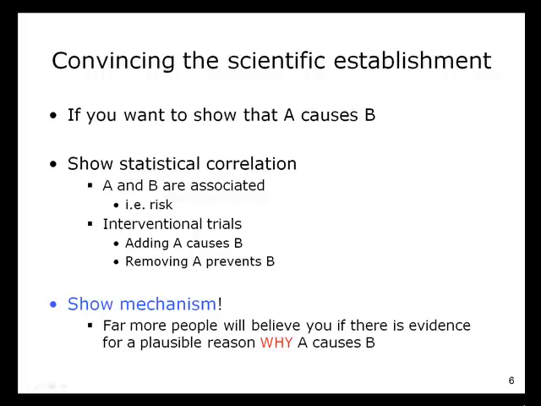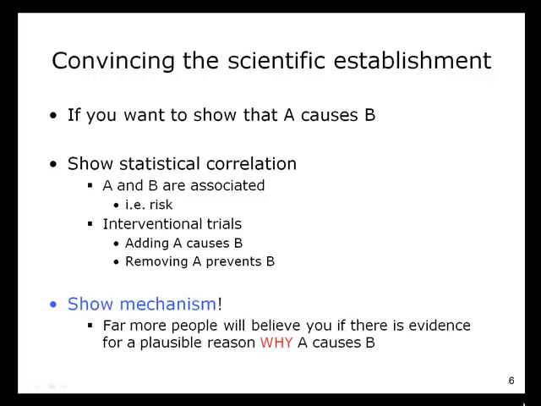But other ways of showing statistical correlation that involve more causal ideas is you can do interventional trials. That is, you can add A and see if it causes B. So if you add high fat to the diet of a rat, say a spontaneously hypertensive rat, then that rat will develop things that look like coronary artery disease. So that would be one piece of evidence.